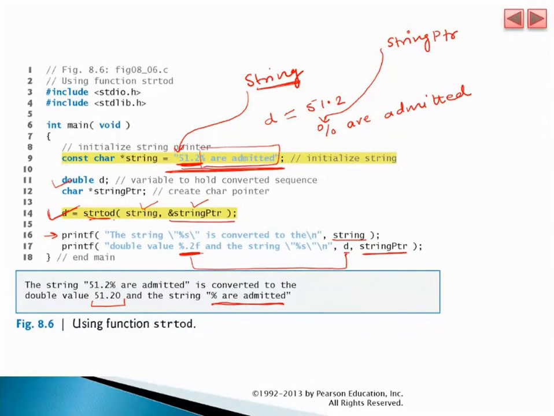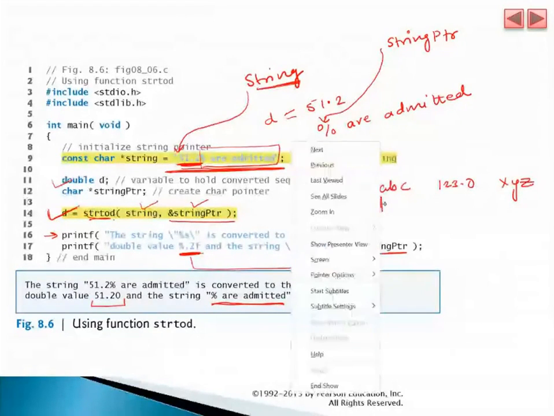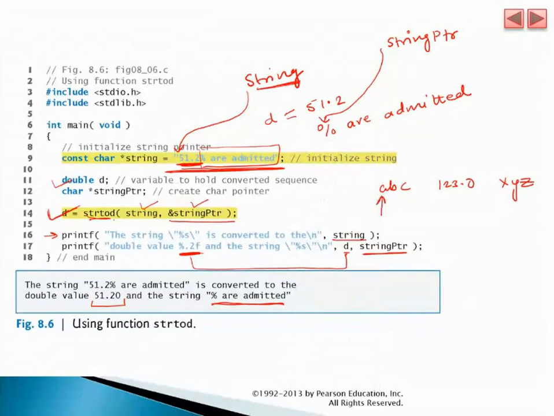So what string to double is actually doing is converting only the sequence of numbers into double format, and that too only if they come at the beginning of the string. If you write something like abc, then 123.0 xyz, there will be no conversion. This function will start searching for a sequence of numbers. If it does not find one, the string pointer will return to this location, saying the numbers cannot be converted, and the value of d becomes 0.